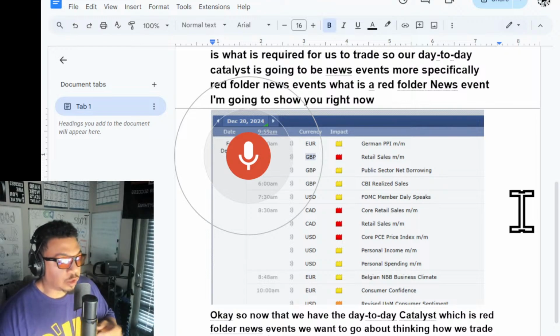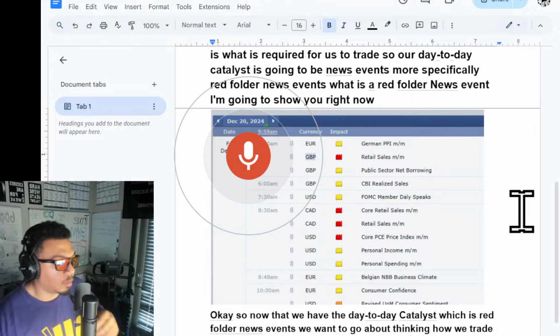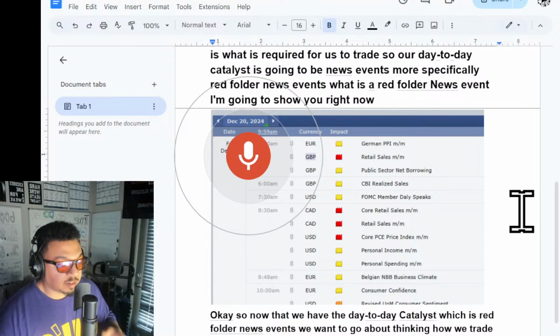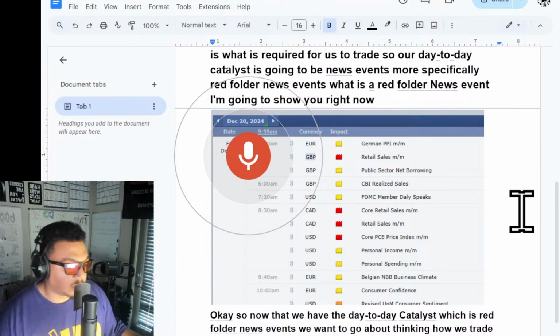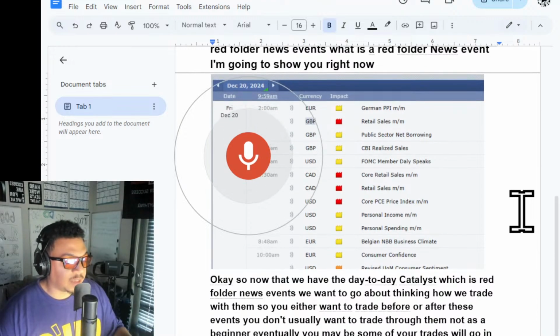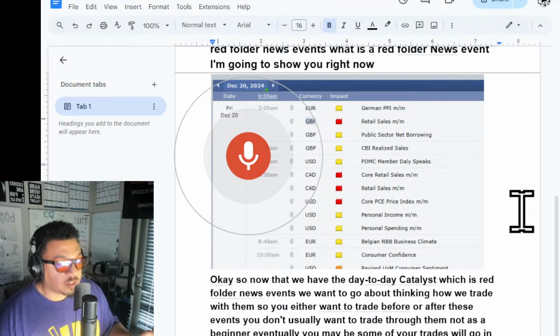So you either want to trade before or after these events. You don't usually want to trade through them, not as a beginner. Eventually, maybe some of your trades will go in alignment with them, but it is extremely risky and volatile to be trading during red folder events. So for instance, if there's a red folder event at 8:30, I would be sure not to be in the market at 8:30. I would want to be out probably around 8:20.